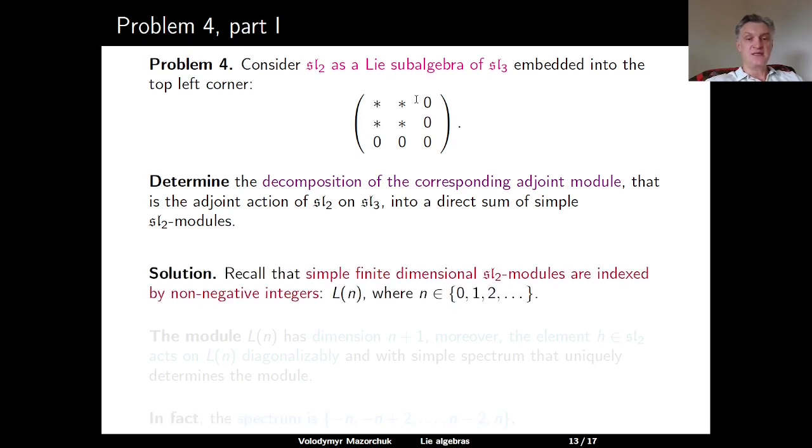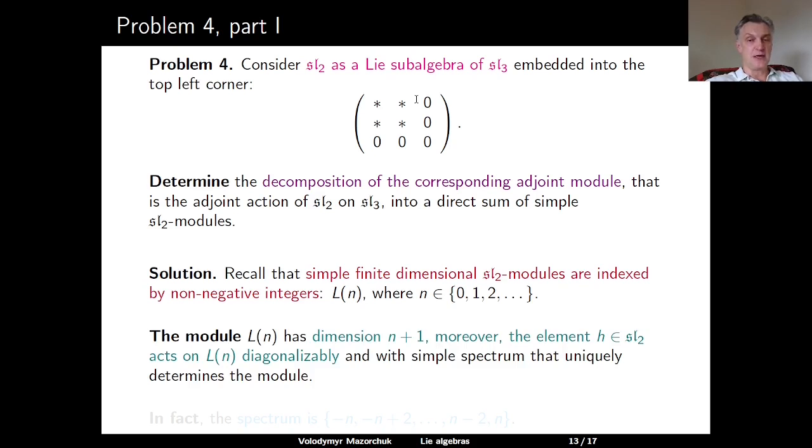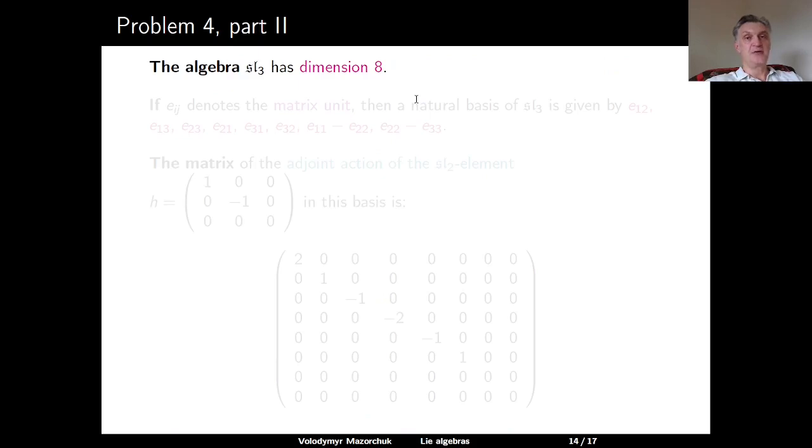Solution. Recall that simple finite-dimensional SL2 modules are indexed by non-negative integers. For each non-negative integer n, we have the corresponding simple module L(n), which has dimension n plus 1. Moreover, the element h in SL2 acts on this module diagonalizably and with simple spectrum, which uniquely determines the module. In fact, the corresponding spectrum of h on L(n) consists of the elements n, n minus 2, n minus 4, and all the way down to minus n. The algebra SL3 has dimension 8.